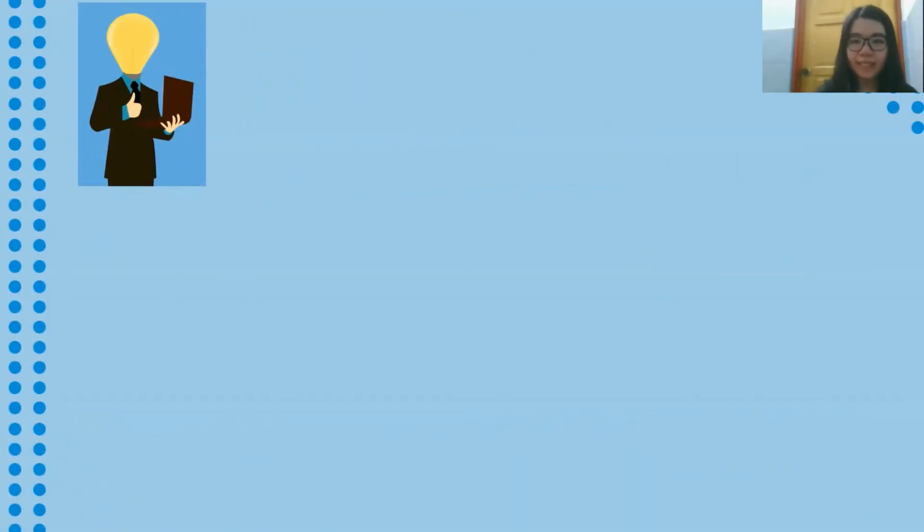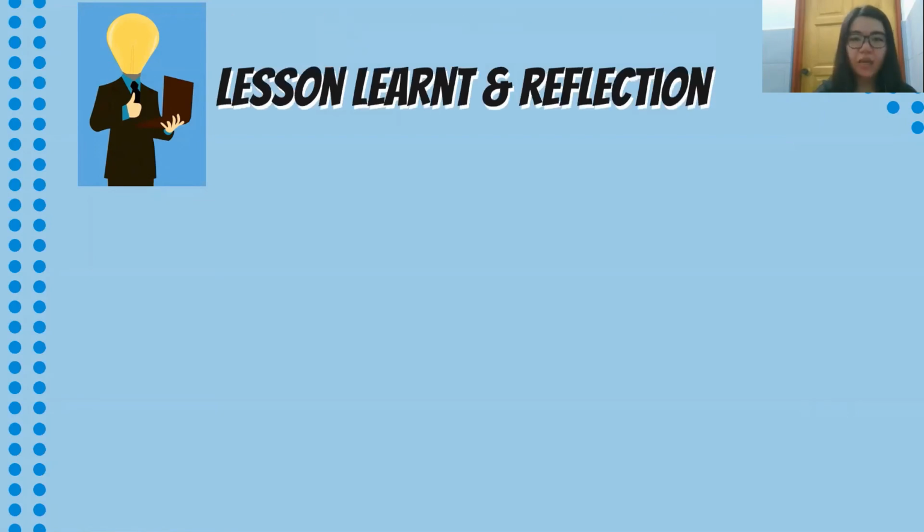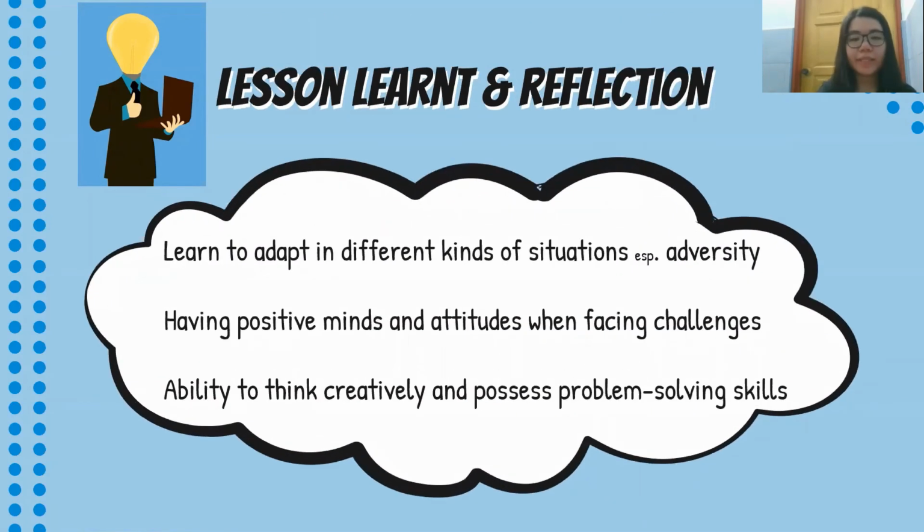Here are some lessons that we can learn from our case. First, we need to learn to adapt to different kinds of situations, especially when facing hardships and even adversity. We should learn to change ourselves, be more open-minded, and be able to accept ideas from other people in order to overcome obstacles or challenges. Just like the three red round balls, they keep changing their shapes in order to adapt to different kinds of environments.